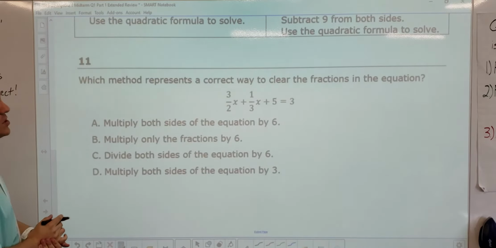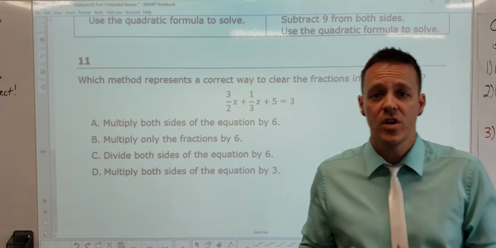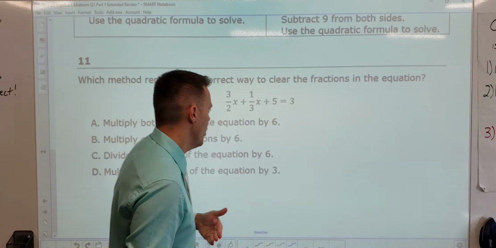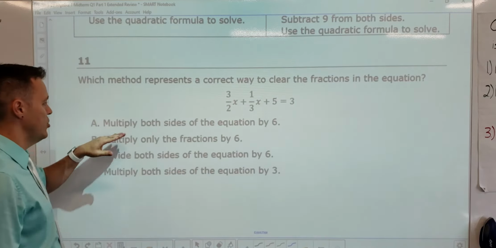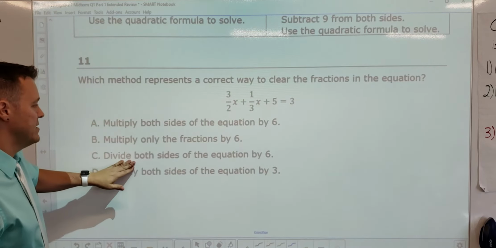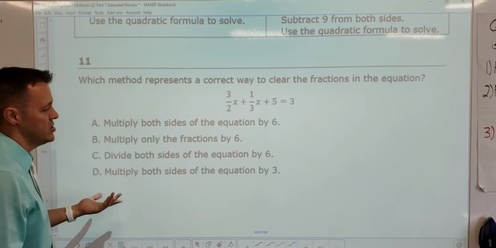Number 11. Which method represents the best way to clear fractions in an equation? Well, we've talked about this before. What you're doing is you're trying to get rid of a fraction. So you look at your answers. So you've got multiply, multiply, divide. Well, you really don't divide by a fraction. And then multiply both sides by 3.